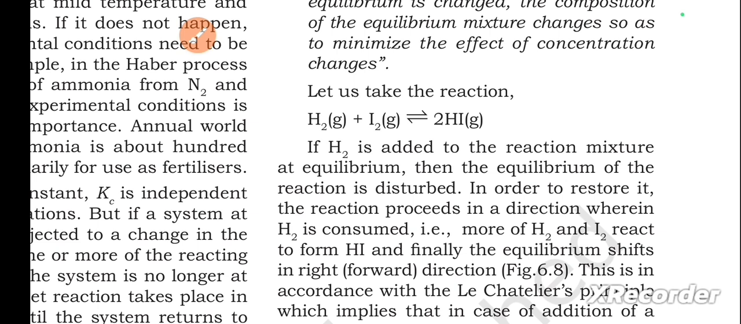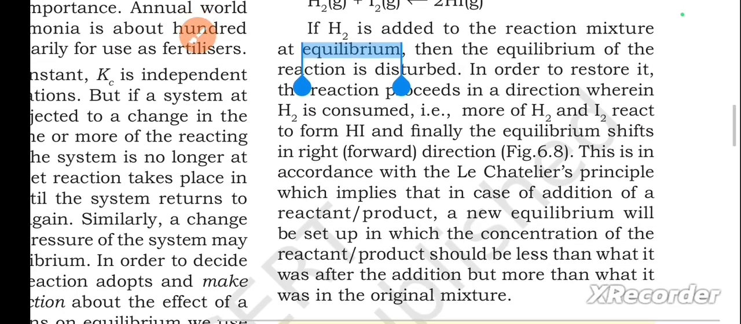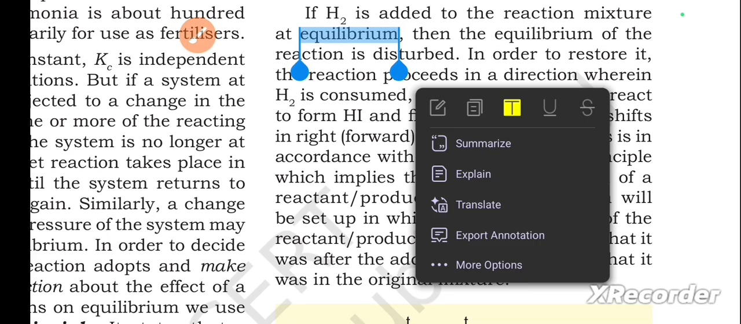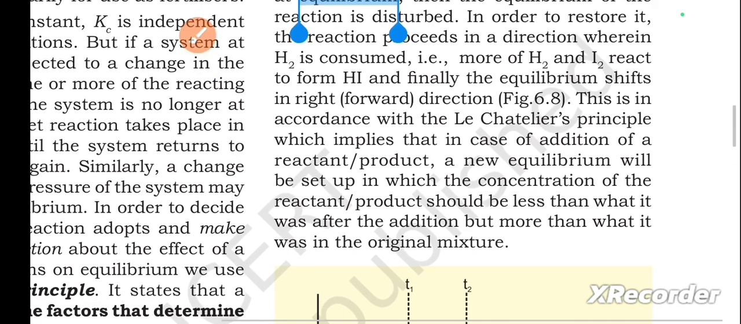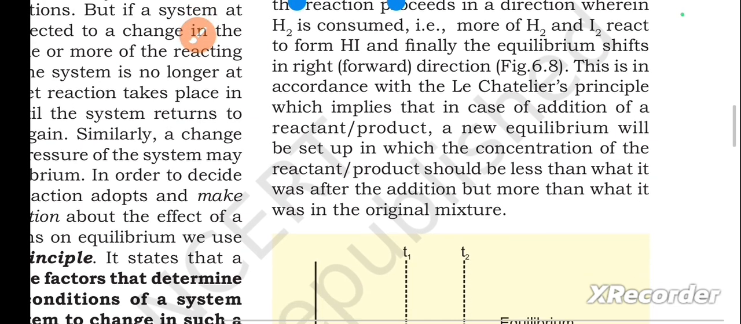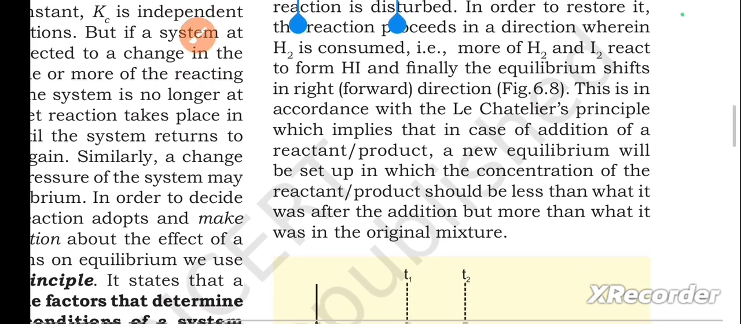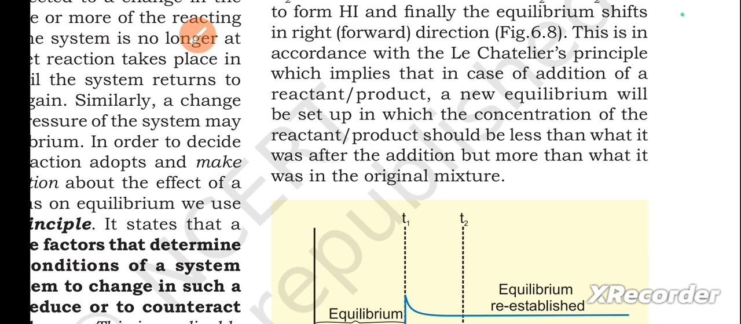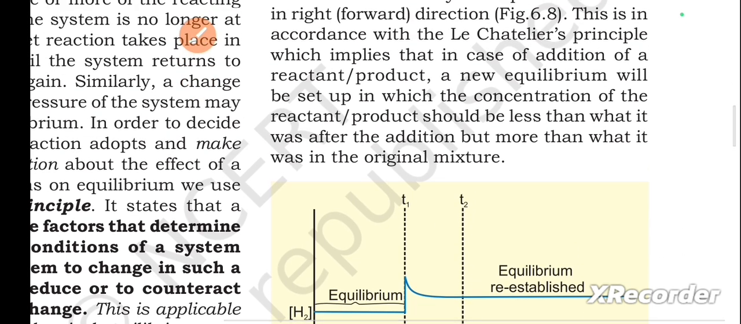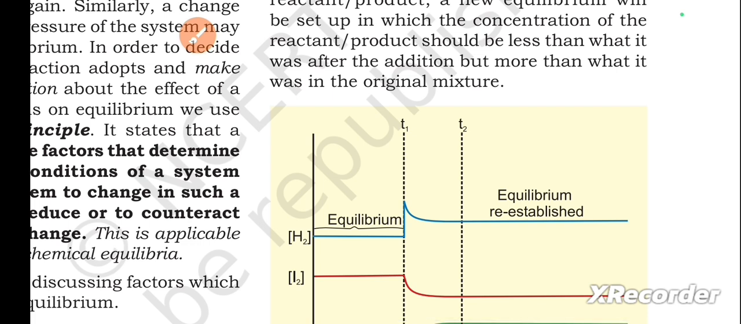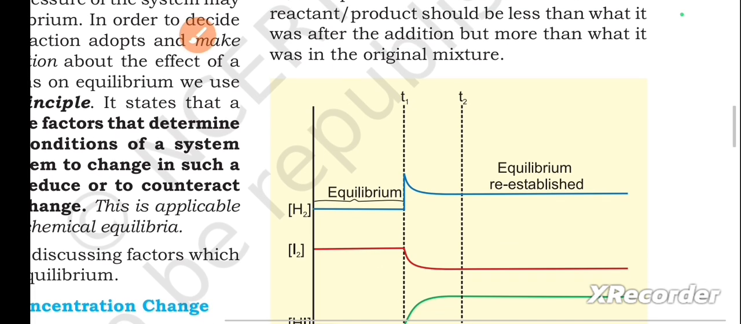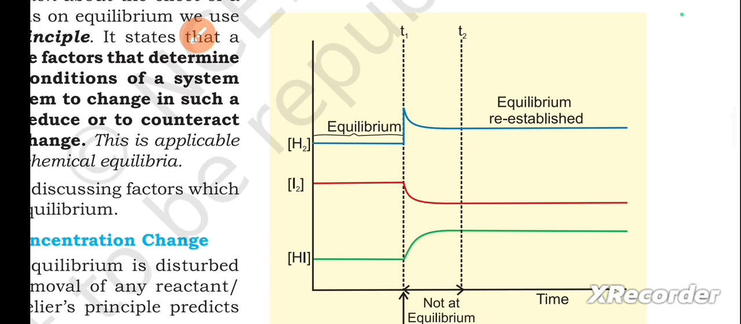If H2 is added to the reaction mixture at equilibrium, then the equilibrium of the reaction is disturbed. In order to restore it, the reaction proceeds in a direction wherein H2 is consumed. That is, more H2 and I2 react to form HI, and finally the equilibrium shifts in the right, forward direction. This is in accordance with Le Chatelier's principle, which implies that in case of addition of a reactant or product, a new equilibrium will be set up in which the concentration of the reactant and product should be less than what it was after the addition, but more than what it was in the original mixture.